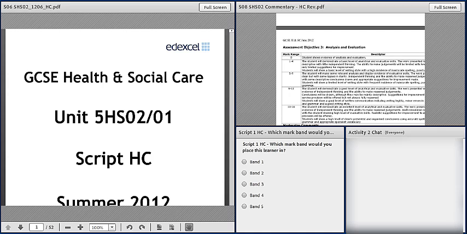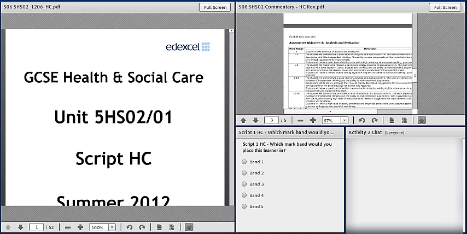I'm going to give you a little bit longer for this one because I'd like you to look at both scripts. So it's now 23 minutes past 5. If you could come back to me at 5:45. So what I want you to do first is look at the script HC and put that in a mark band for task 4 for AO3, and then look at script TM and put that in a mark band for the same task. So you're just looking at task 4. Okay?